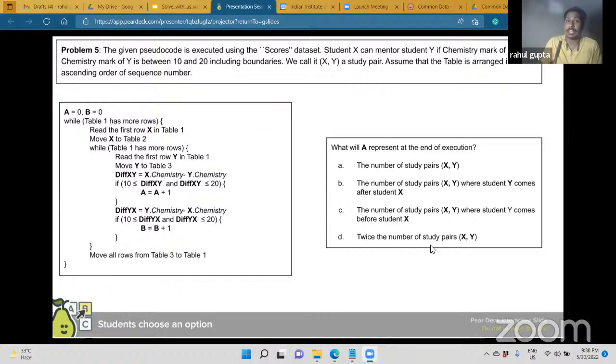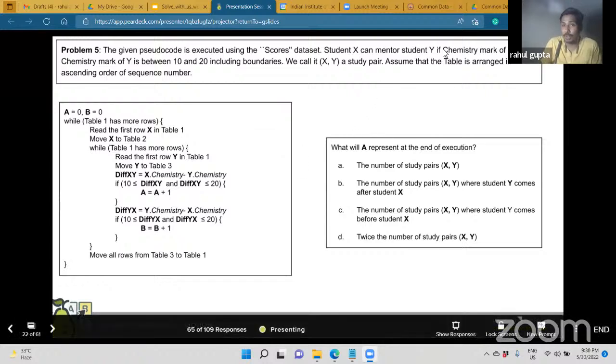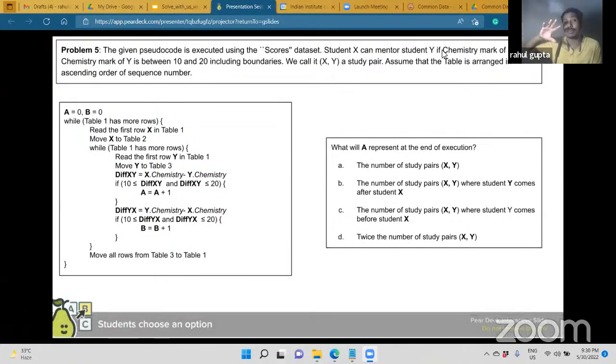Order matters. See, student X can mentor student Y. So if I write in brackets Raghavan, Rahul, Raghavan has more marks in chemistry than Rahul, so Raghavan can mentor Rahul. It is not the same Rahul and Raghavan. Earlier in the questions we were dealing with the same Raghavan Rahul and Rahul Raghavan, both are the same pair.